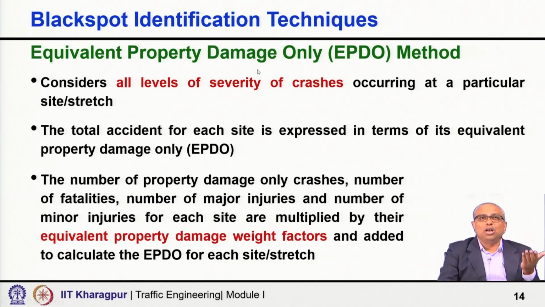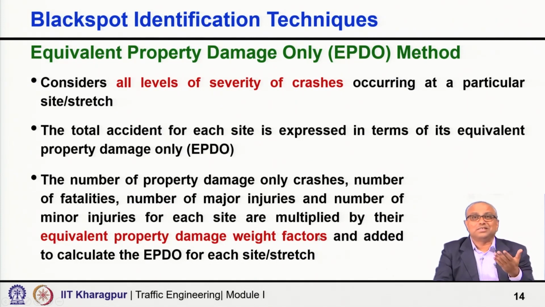So, consider all levels of severity of crashes occurring at a particular site or stretch. The total accident for each site is expressed in terms of its equivalent property damage only, or EPDO. The number of property damage only crashes, number of fatalities, number of major injuries and number of minor injuries for each site are multiplied by their equivalent property damage weight factor. This is something like passenger car equivalency, and then added together to calculate the EPDO for each site or stretch.